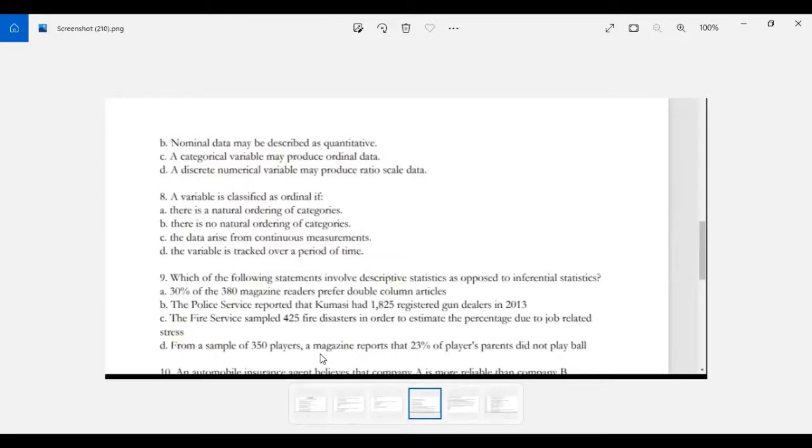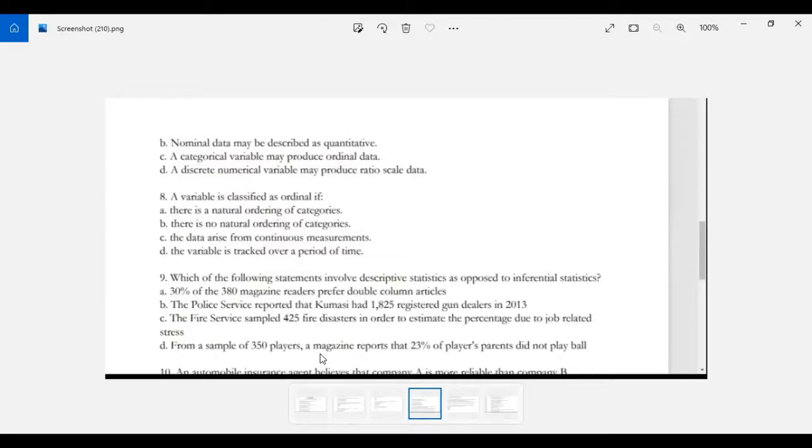Nominal is a level of measurement or scale of measurement for categorical data. And the categorical data is what? Qualitative, not quantitative.